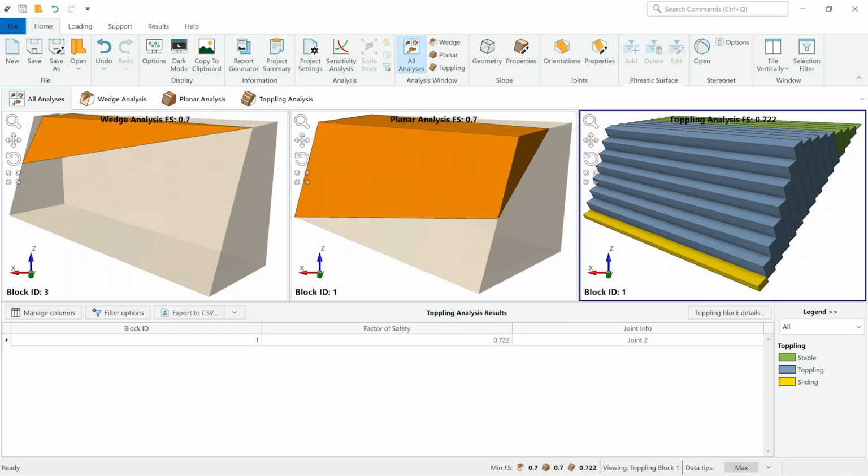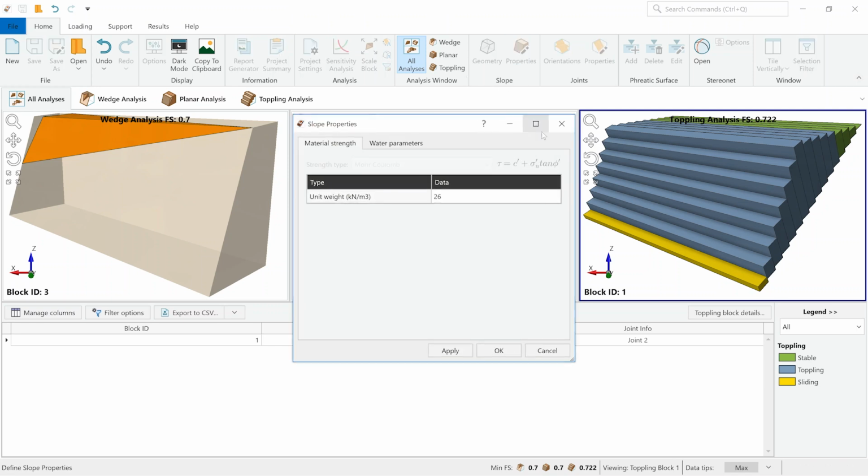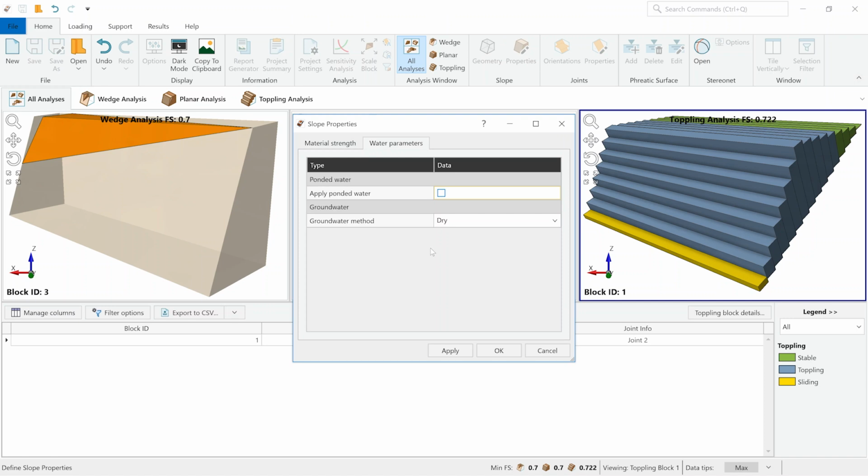In RocSlope2, water forces can be applied to two types of faces. These two faces being our slope faces, consisting of our slope and upper slope face. And the second type of face which water pressure can act on is our discontinuity or our joint face. To model water pressure acting on our slope face, we need to define a ponded water pressure. We can do so by going into slope properties, then going to the water parameters tab and enabling ponded water by clicking on apply ponded water.